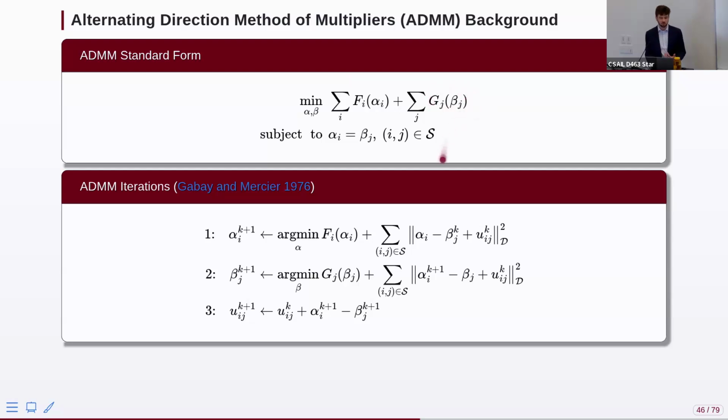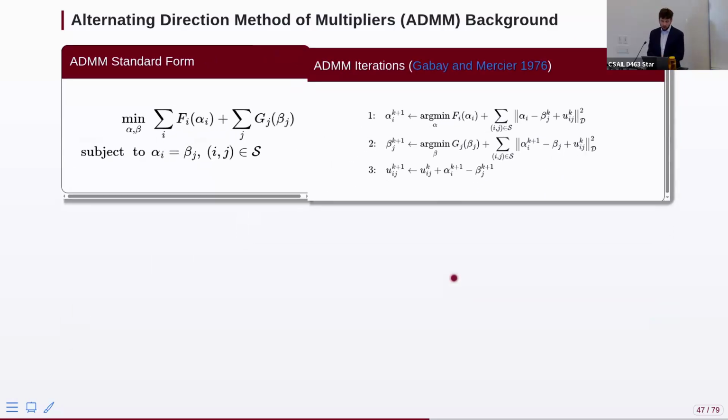And the only types of constraints that are allowed are that the alphas have to equal some of the betas. And the algorithm is extremely simple. You can parallelize over all the different alpha i's, and it just corresponds to take your convex function, minimize it with some additional quadratic regularization, take your G functions, minimize it with some additional quadratic regularization, and then basically push this U value up so that alpha and beta get driven to be equal at the end of the algorithm.